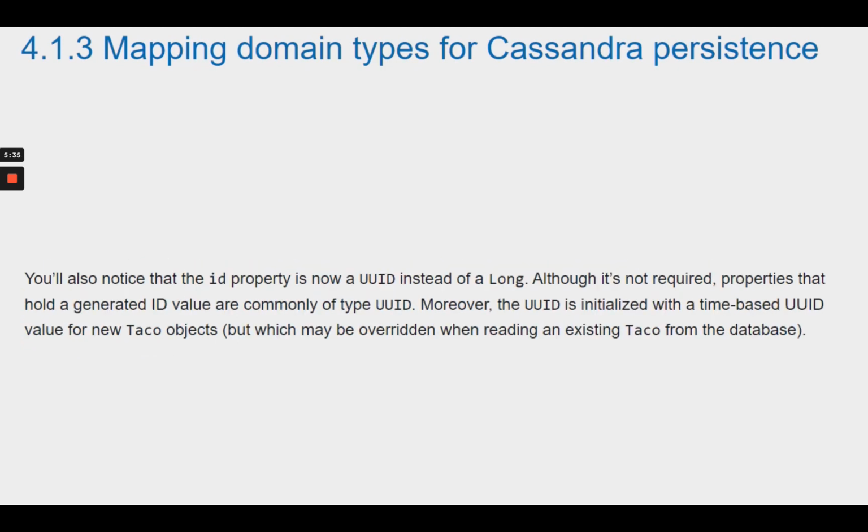You'll also notice that the ID property is now a UUID instead of a long. Although it's not required, properties that hold a generated ID value are commonly of type UUID. Moreover, the UUID is initialized with a time-based UUID value for new Taco objects, but which may be overridden when reading an existing Taco from the database.